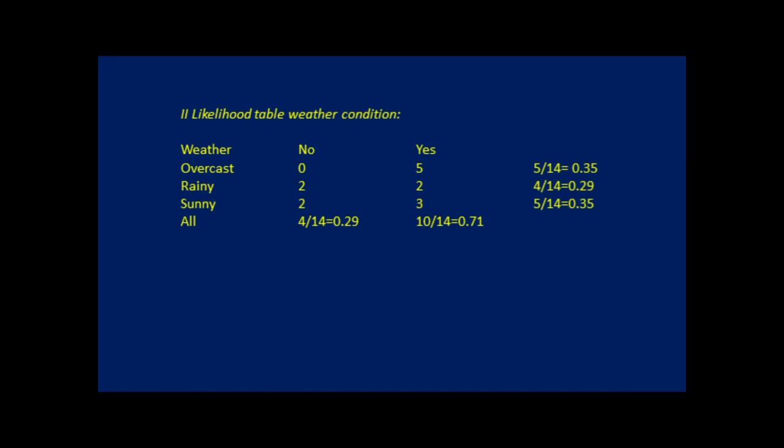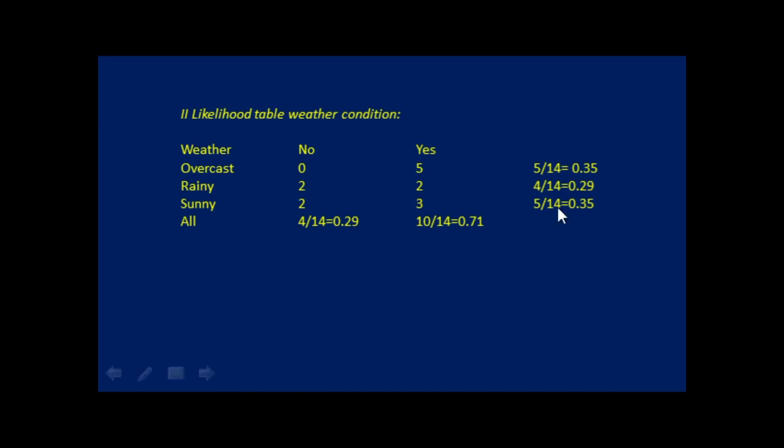See guys, you listen. From the overcast, there are 5 yes and 0 no's. So the total number of occurrences is 14. So for the overcast, 5 divided by 14, probability is 0.35. Could you understand? From the rainy, how many yes and how many no? 2 yes and 2 no. Total number? 14. So 4 divided by 14, probability is equal to 0.29.